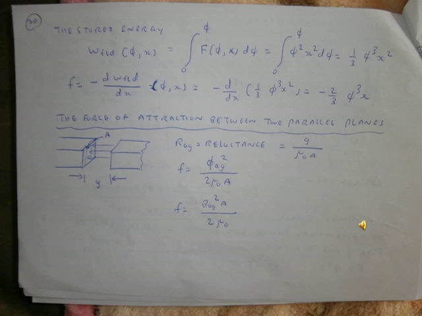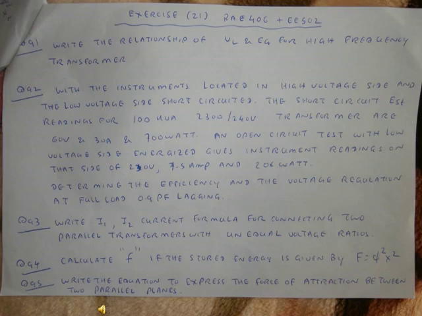Based on those theory and the example, you have to do that exercise 21 for the BAE406 and EE502. Question 91, write the relationship of the V_L and the E_G for the high frequency transformer. Question 92, with the instruments located in the high voltage side and the low voltage side short circuited, the short circuit test readings for the 100 kVA 2300/240 volt transformer are 60 volt and the 30 amp.